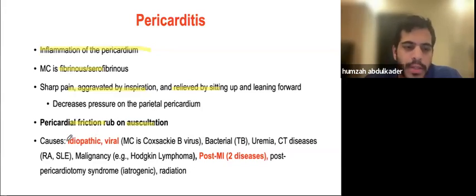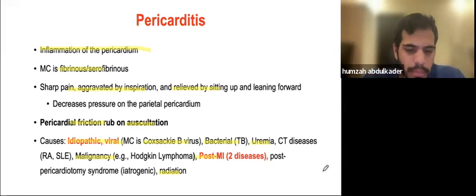Some important causes. The most common cause is idiopathic. After that, it could be viral, most commonly by Coxsackie B. It could be bacterial. It could be uremia, connective tissue disease, et cetera. It could be post MI. There are two different types of pericarditis post MI, one is fibrinous pericarditis, and the other one is autoimmune pericarditis, which I don't think is as important, but it's just good information to know. Additionally, radiation or malignancy could also cause pericarditis.